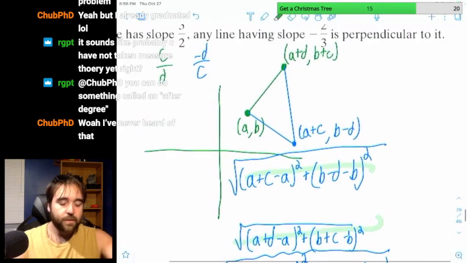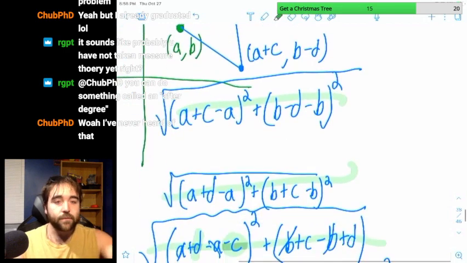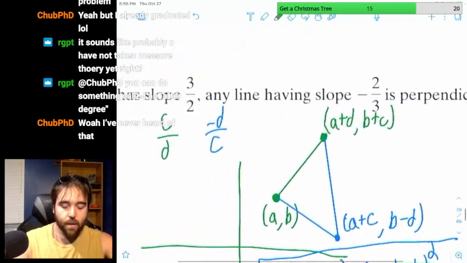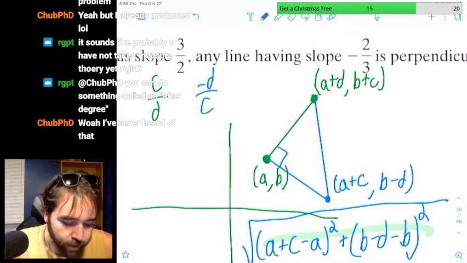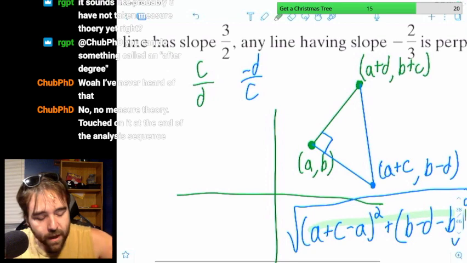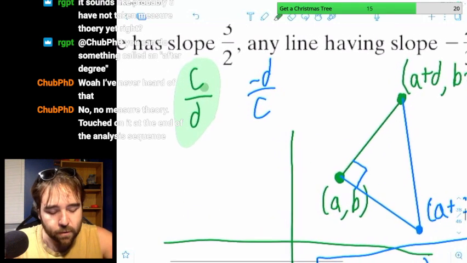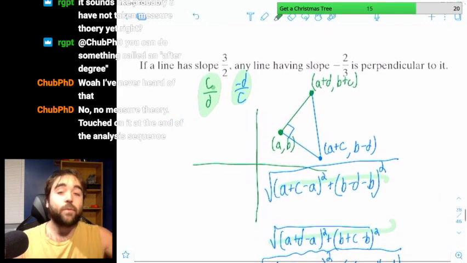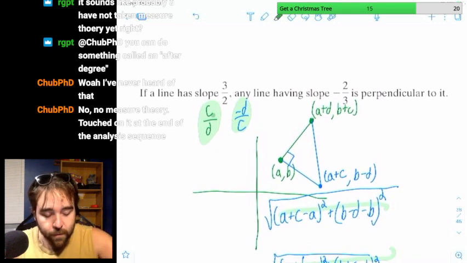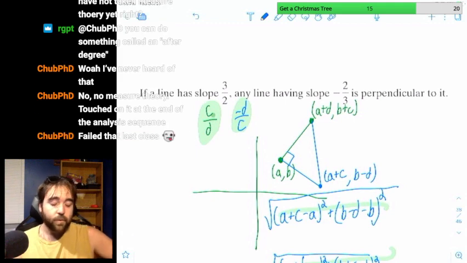So, therefore, since we found the distance between those 3 points, and they worked for the Pythagorean theorem, that means that this is a right triangle, which means that is a right angle. So therefore, if you want two lines to have a right angle, their slopes must look like this. If one slope is C over D, the other slope is negative D over C. That's what we just proved. And so their statement right here, if one slope is 3 over 2, the other slope is negative 2 over 3, is legit. And we just proved that it's true.